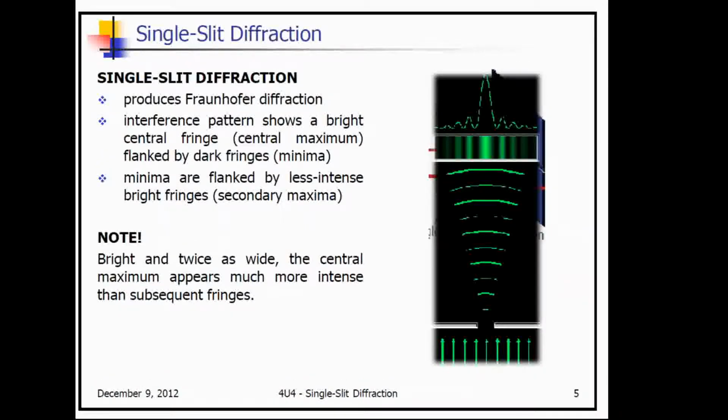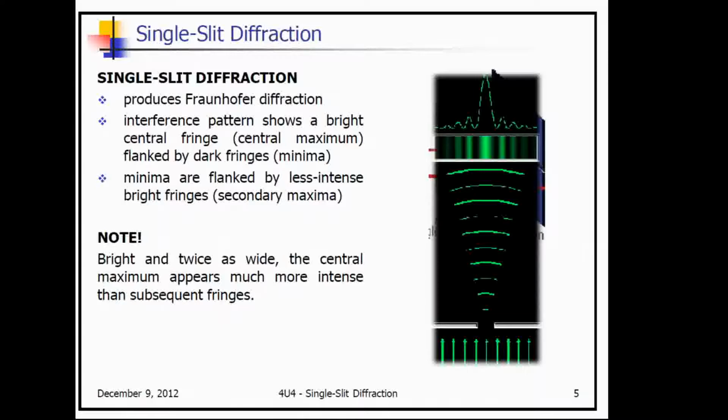So copy this down. Single slit diffraction produces Fraunhofer diffraction. The interference pattern shows a bright central fringe flanked by dark fringes. And those minima, those dark fringes, are flanked by less intense bright fringes, which we call secondary maxima. And remember, the central fringe in this is twice as wide. So this changes our calculations a little bit in terms of what it looks like when we're using Fraunhofer diffraction versus the regular diffraction we see from a double slit. And it's sort of shown here in that image in the green.